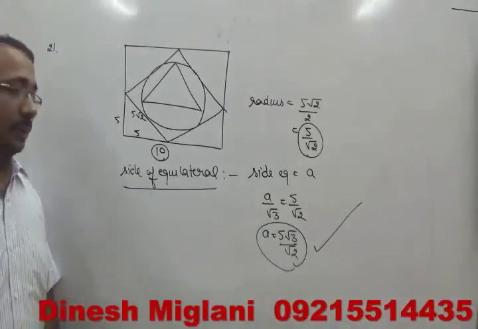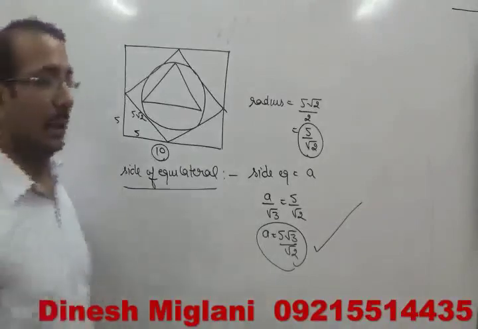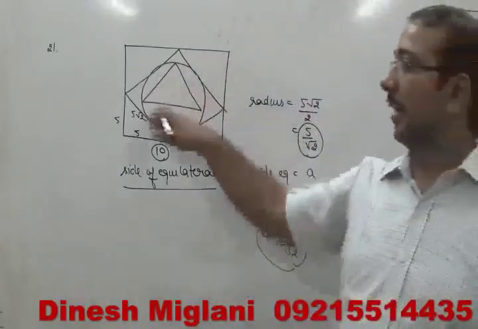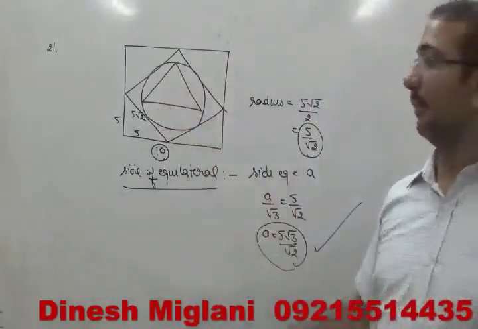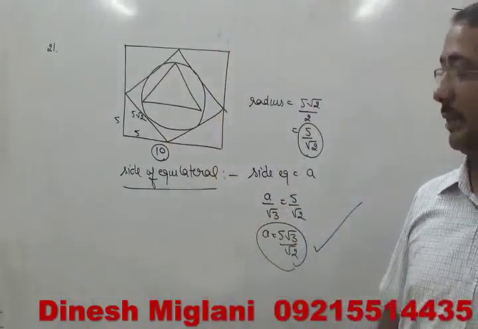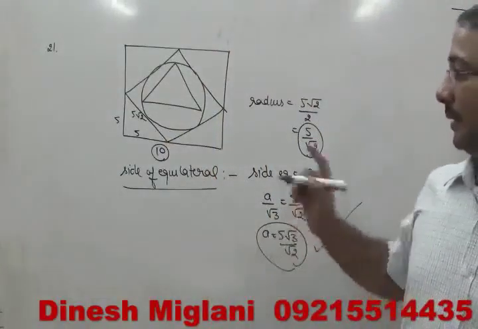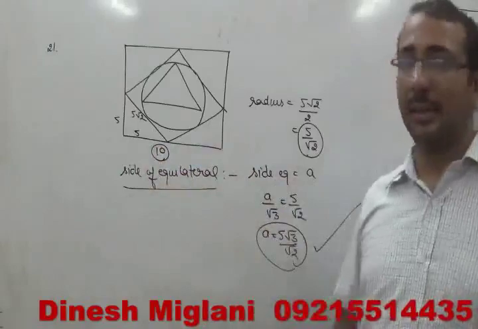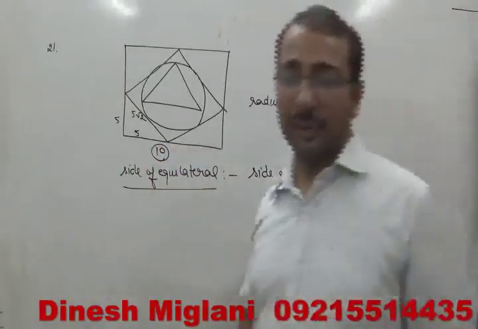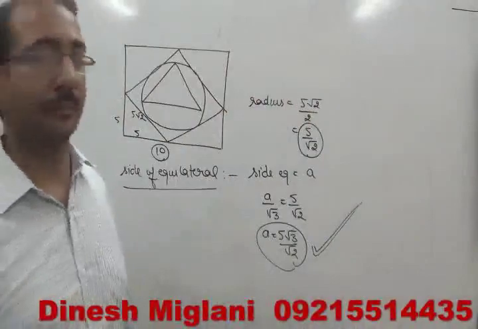So that becomes the side of the equilateral triangle that is being made inside. First one square has to be made, then one circle has to be made inside it, then one equilateral triangle is inserted inside that. So if the side of that outer square is 10, then the side of the equilateral triangle is 5 root 3 by root 2. That's my answer.